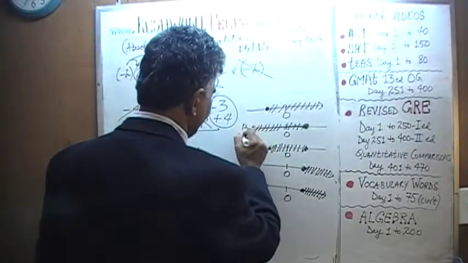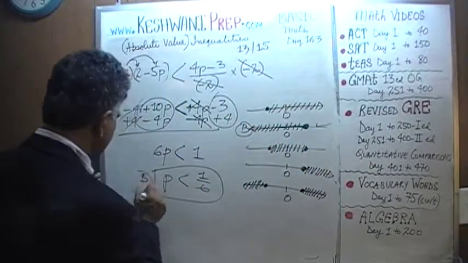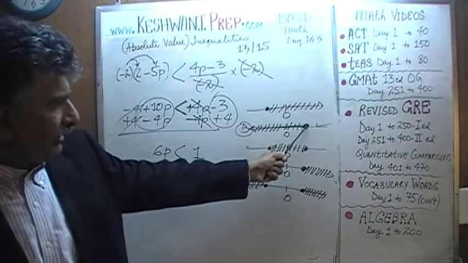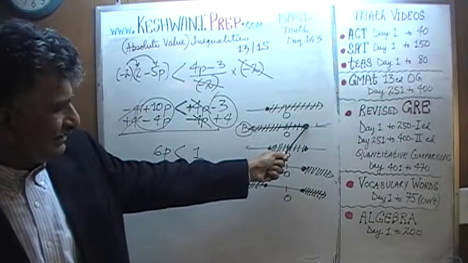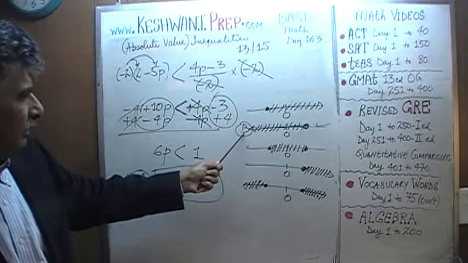That's your answer. The correct answer is B. It's right there. It's a positive quantity. P has to be less than some positive quantity. P has to be to the left of the positive quantity.